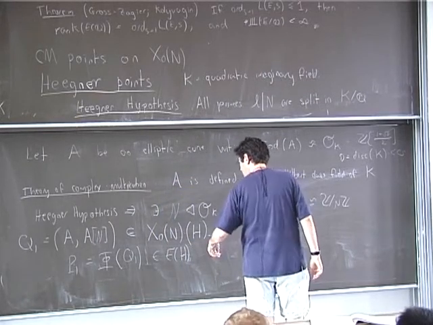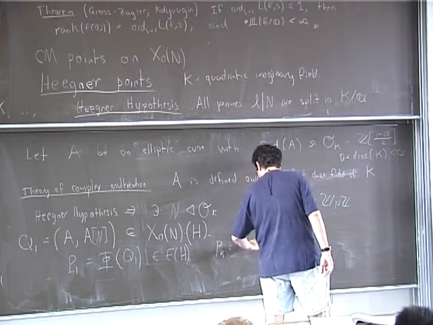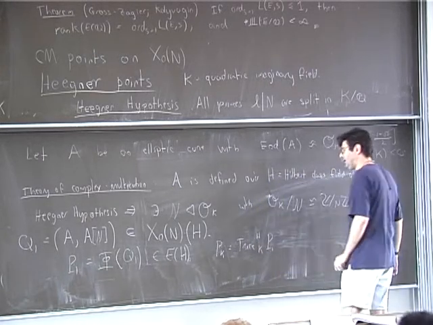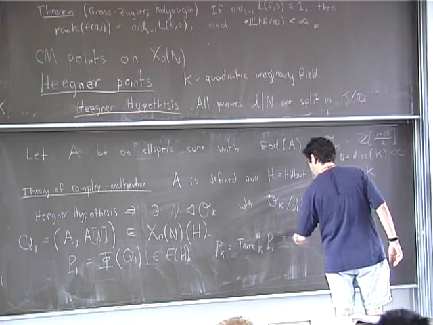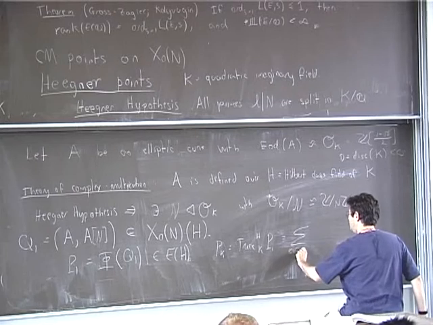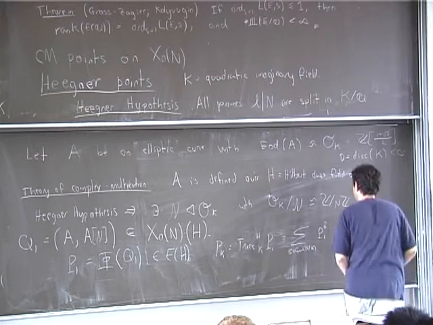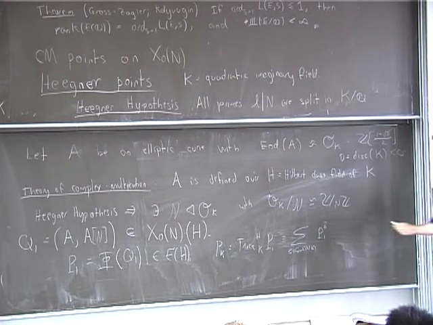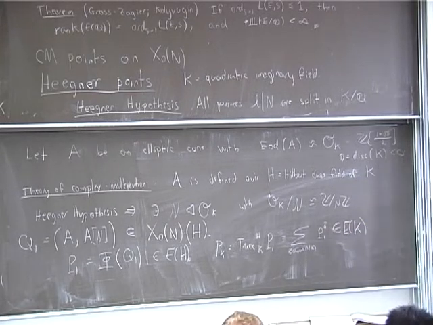And following the notation I introduced last time, I will call P_K the trace from H down to K of this point P_1. I can take the trace because now I'm on the elliptic curve, which has a group law. So this is just the sum over sigma in the Galois group of H over K of the translates of P_1 under sigma, and this point is defined over K by its construction. So it's invariant under the action of Gal(H/K), so it's a K-rational point.